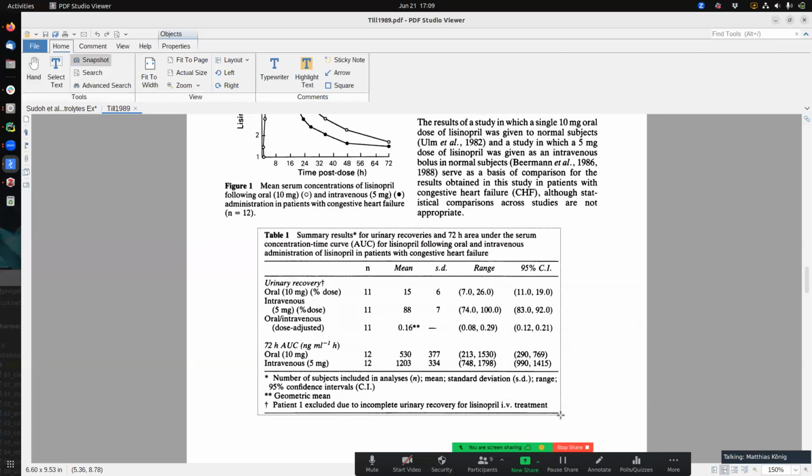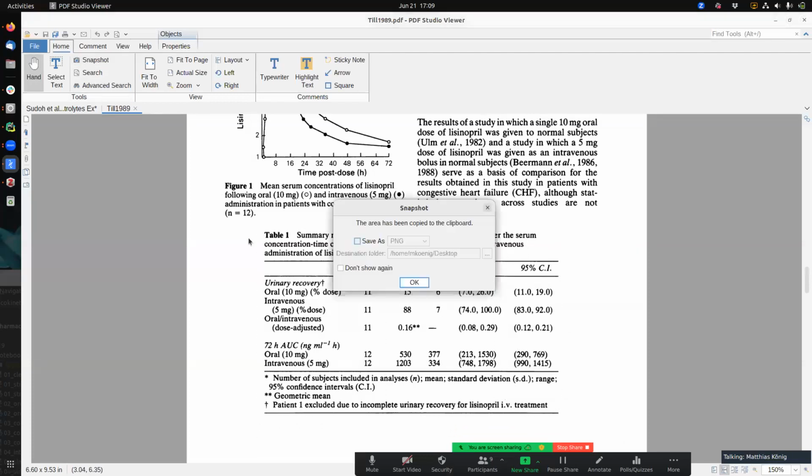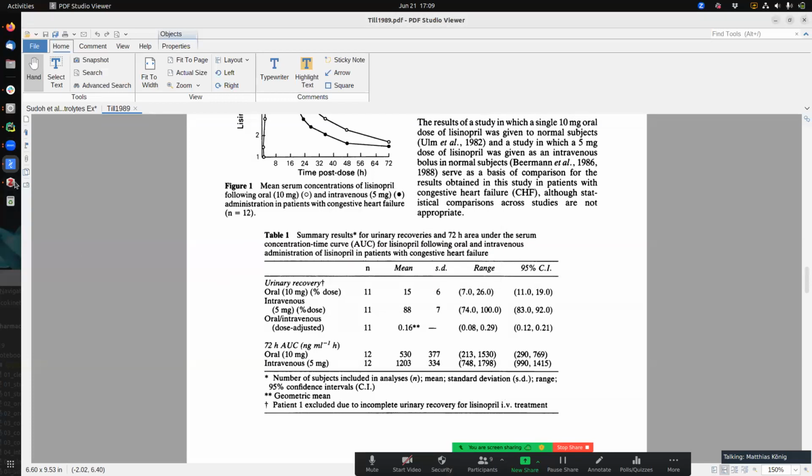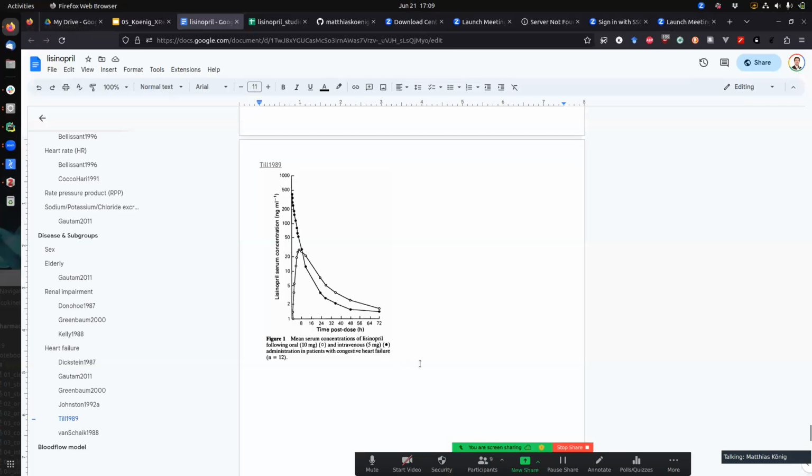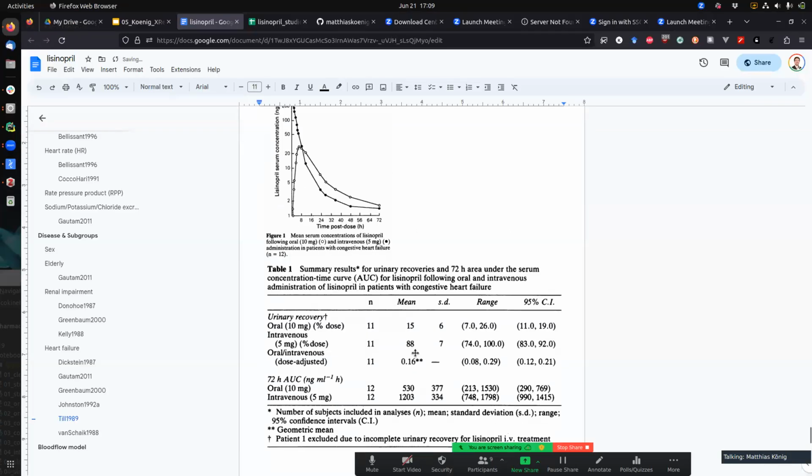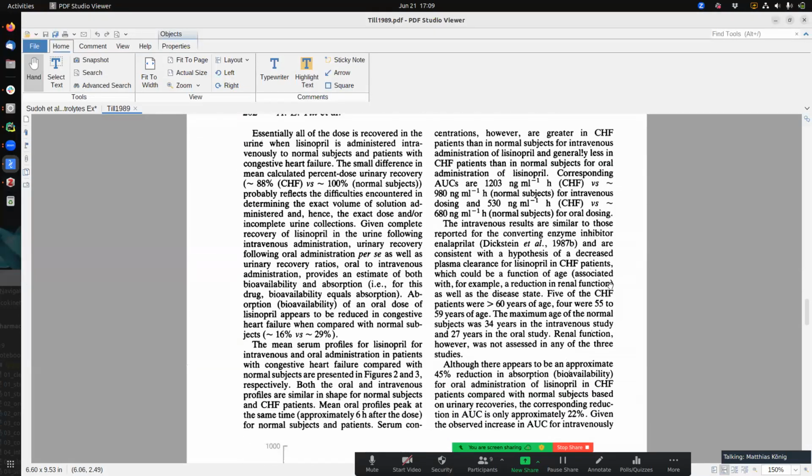Okay, and this is basically what you have to do. You can go through a lot of the literature and then first try to get a feeling for what information is relevant for the computational model. Let's see what else they have.